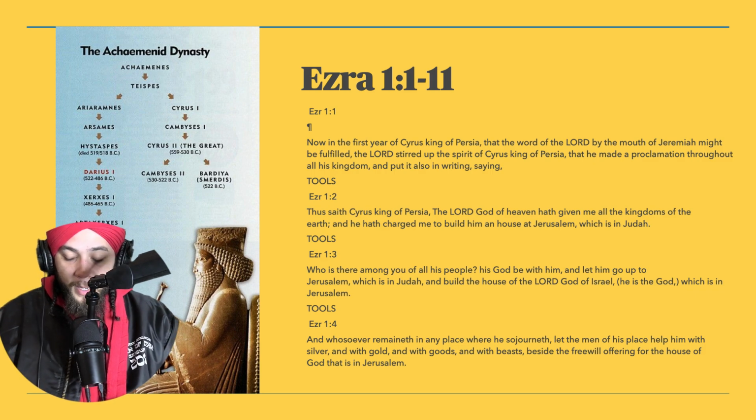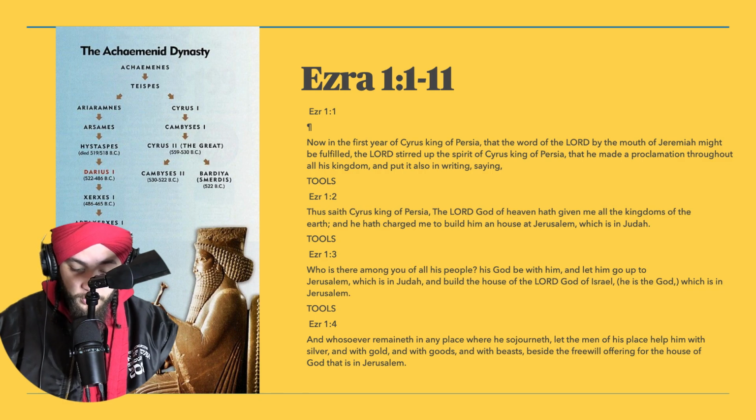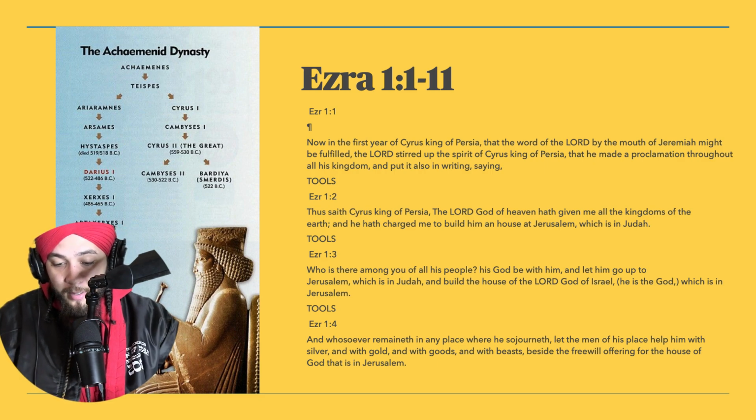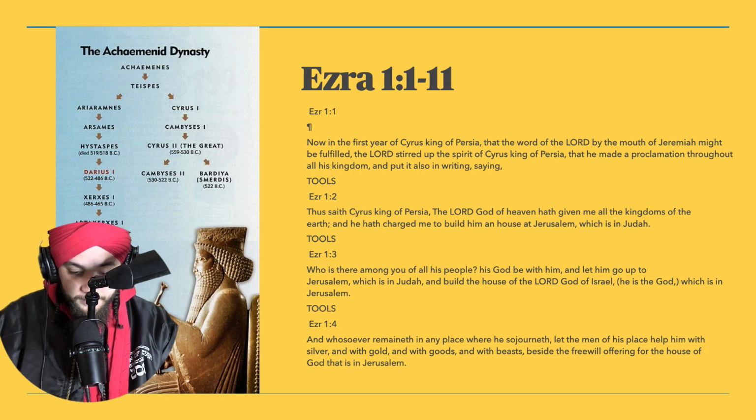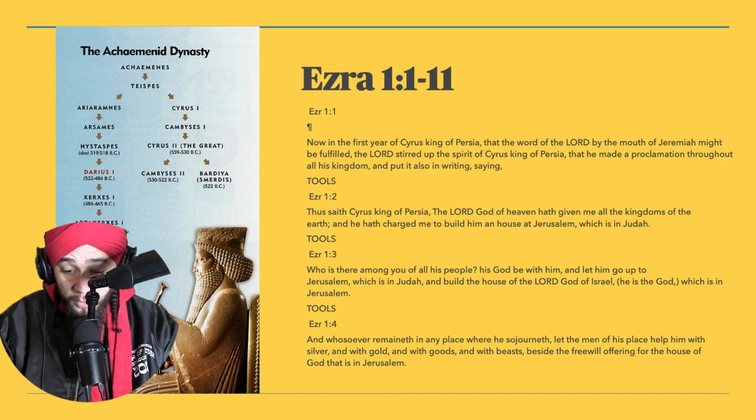As you see, Cyrus the Great is not Cyrus the First, as you see on this little family tree I created and put on this slideshow presentation. Cyrus the Great comes from the Achaemenid dynasty. The Achaemenid dynasty, and we'll further talk more about that in just a second. But first, let's read Ezra 1:1 through 11.